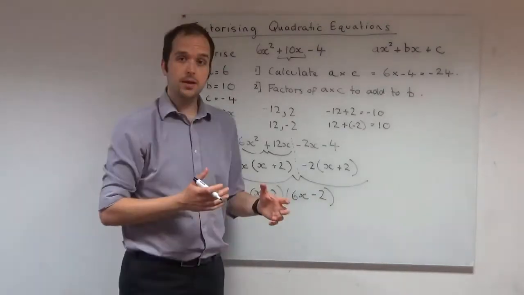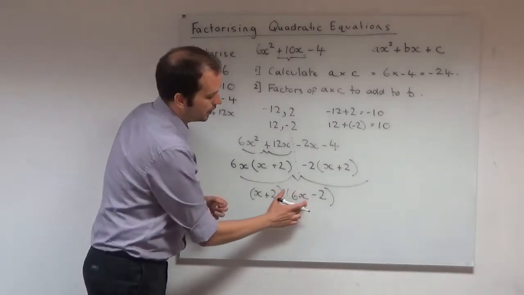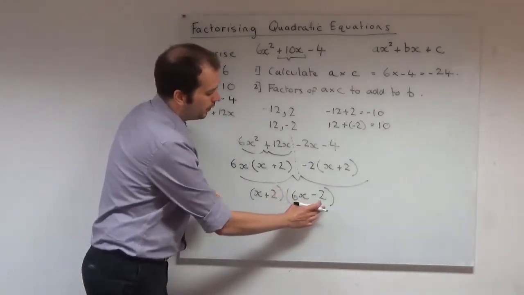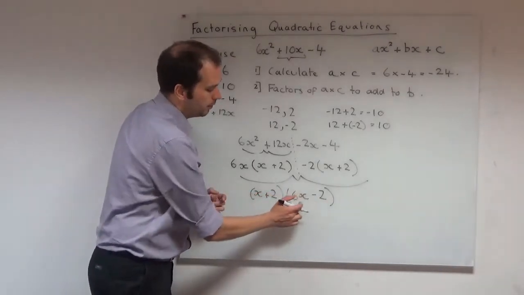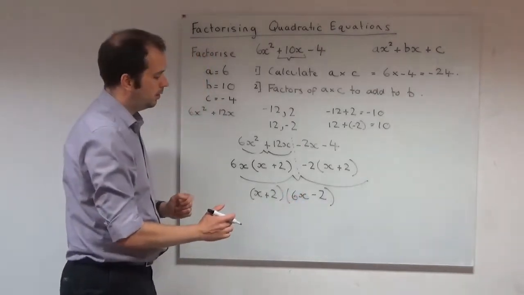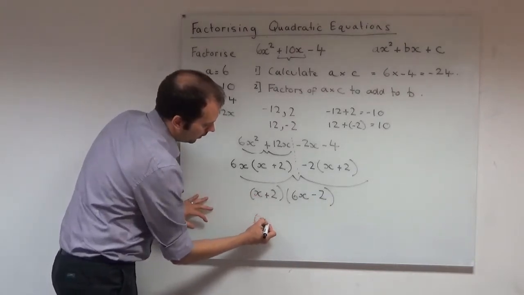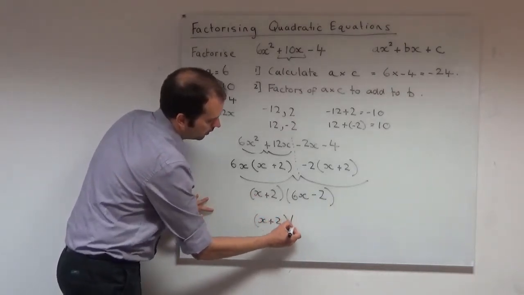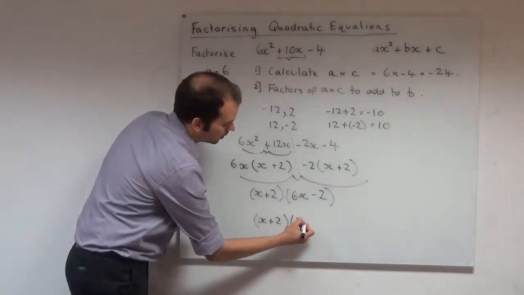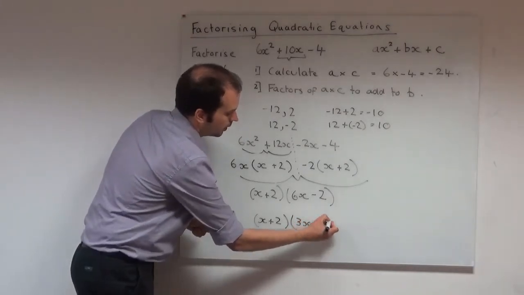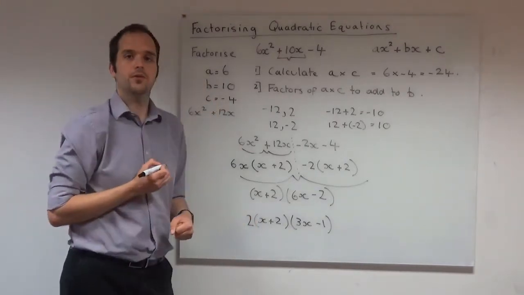Now, if you wanted to factorise it further, you would notice that actually there's a common factor of 2 between these two terms. So if you wanted to factorise it a little bit further, you could pull out a 2 from here. Let's just do that to show you. So I can't do anything with this x plus 2, so I'll leave that alone. But I can take out a 2 from both of these, and that would leave me with a 3x and a minus 1. And I'm going to put that 2 outside the very front of the brackets.